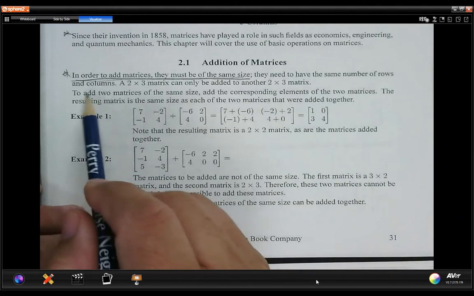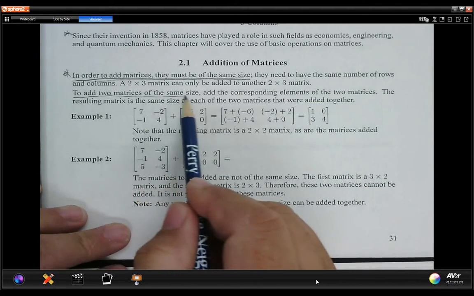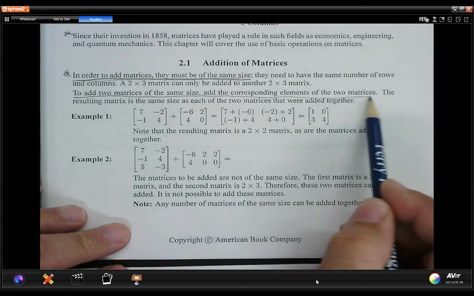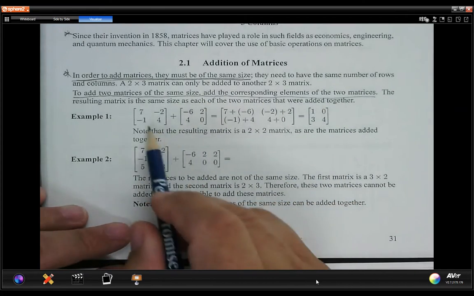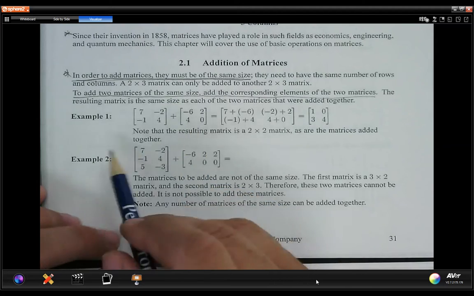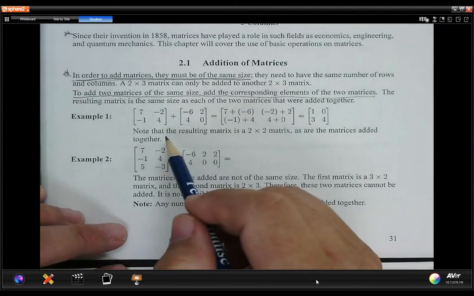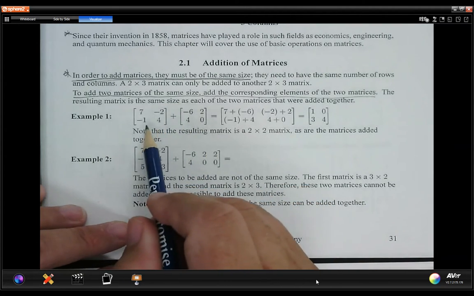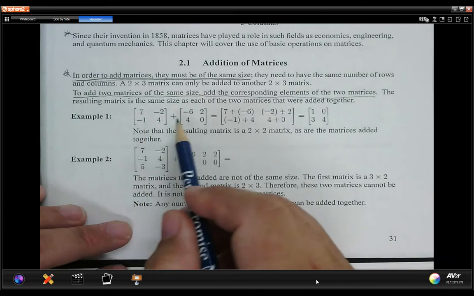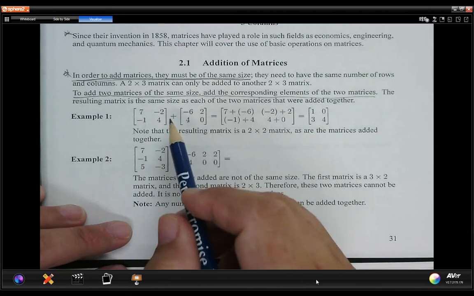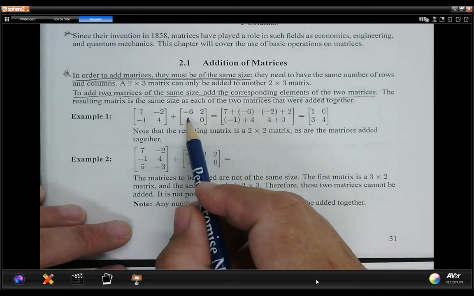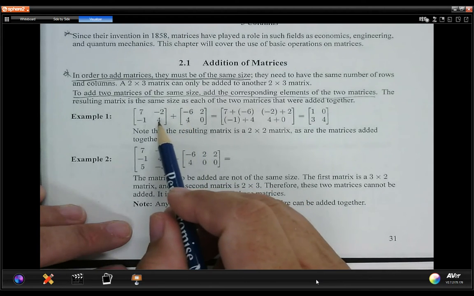Okay, and notice what it says. To add 2 matrices of the same size, just add the corresponding elements of the 2 matrices. So it's given us this little example here, and we'll also work one more as well besides this one. But you notice this is a 2 by 2, and this one is a 2 by 2. So immediately we know that we can add these 2 together because they have the same dimensions.